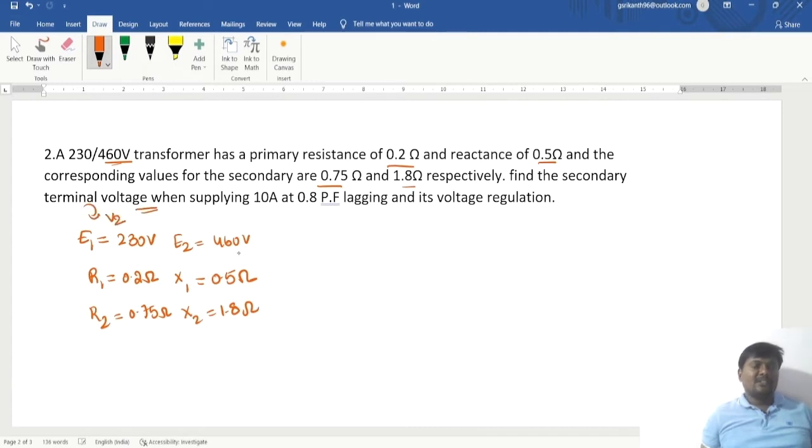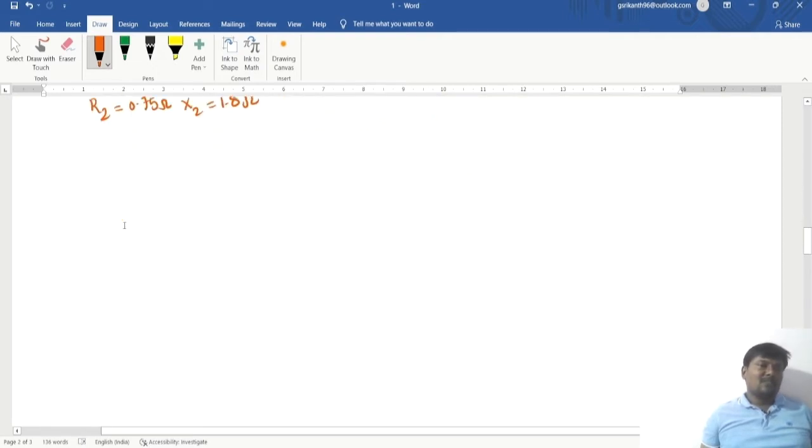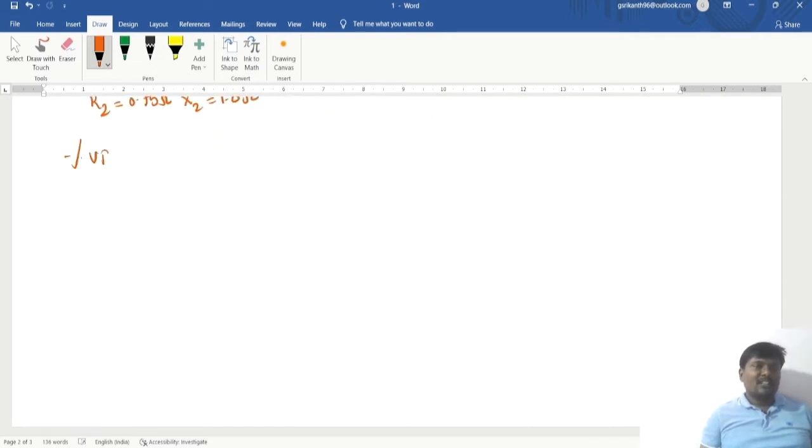It is asking V2 when supplying 10 amperes, that means the load current is 10 amperes at 0.8 power factor, as cos phi 2 is equal to 0.8. So power factor lagging. So first of all you should write the formula. Percentage voltage regulation for a lagging power factor is I2 R02 cos phi 2 plus I2 X02 sin phi 2 divided by E2.